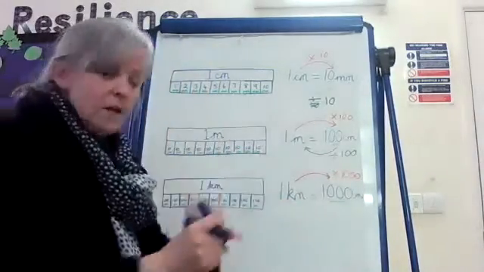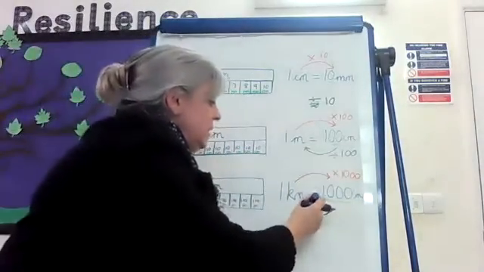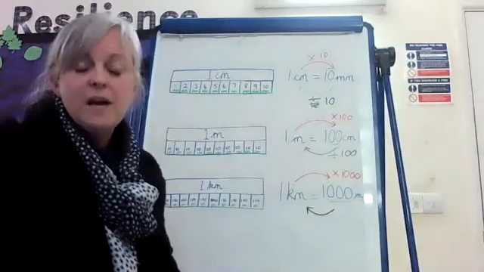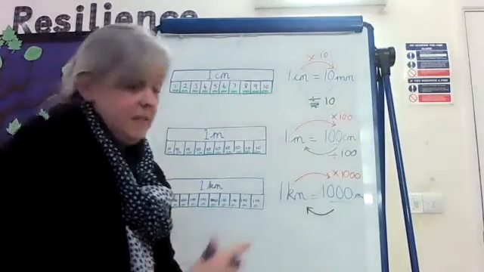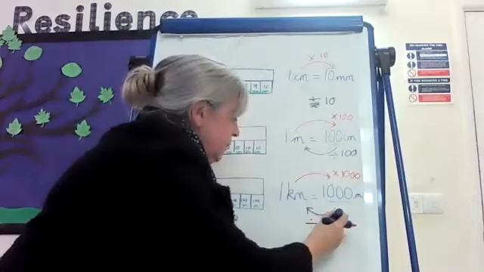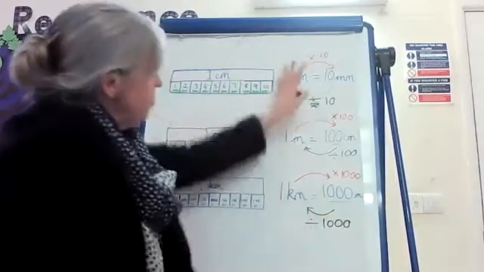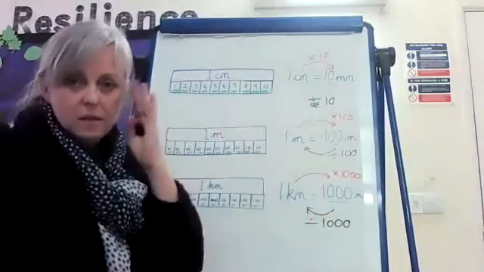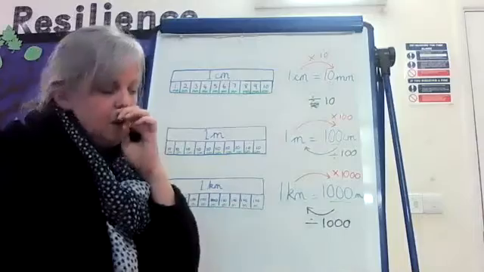And what's happening the other way? You're going from meters, you're converting it into kilometers. You're not multiplying by 1,000, but you are dividing by 1,000. Perfect. So now we've got that in our heads and hopefully a little bit clearer.